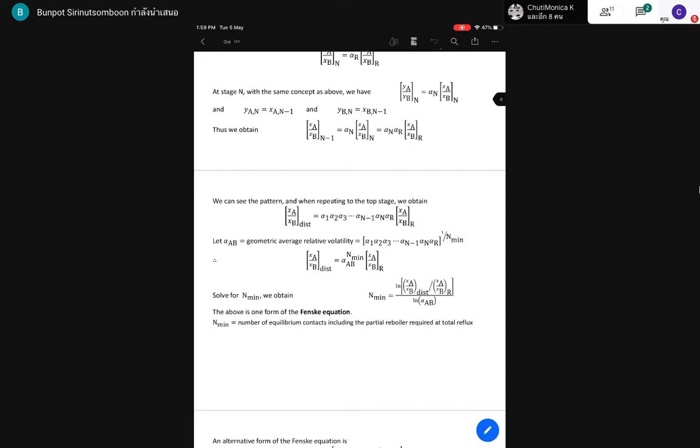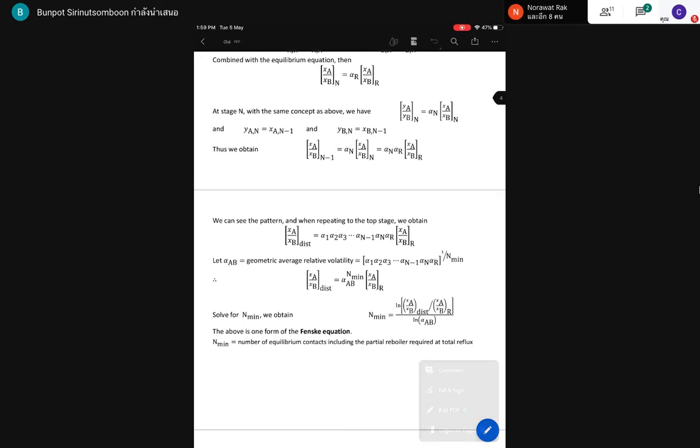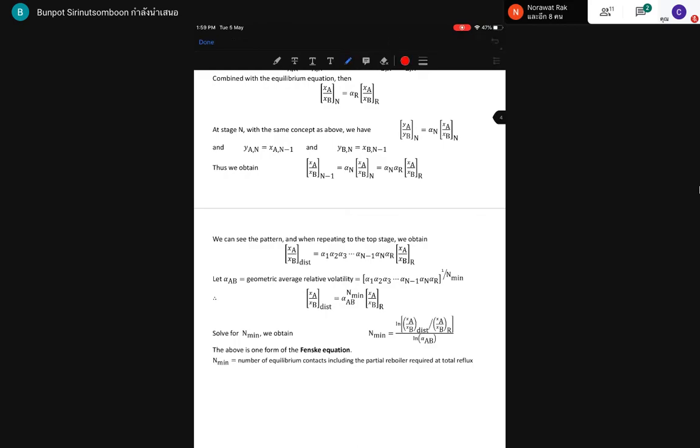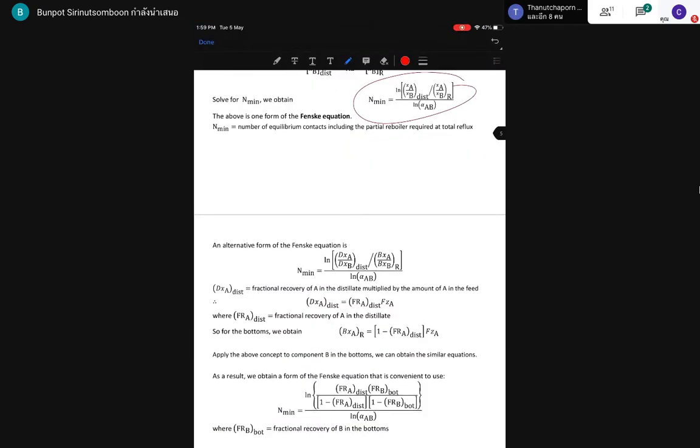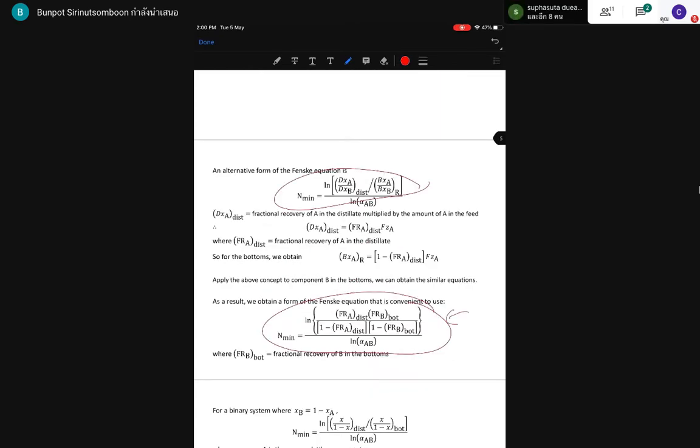So this is one of the forms of the Fenske equation. Okay, or you can use this form here, or you can use this form here. It depends on what information the problem gives you. Usually it will be this form, because the problem usually gives us the fractional recovery of the key components. So we can use this form to solve for the minimum number of stages.